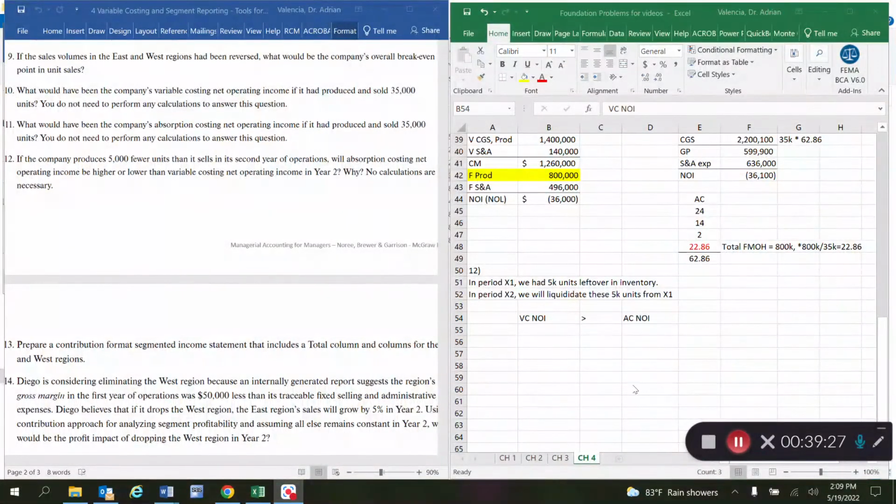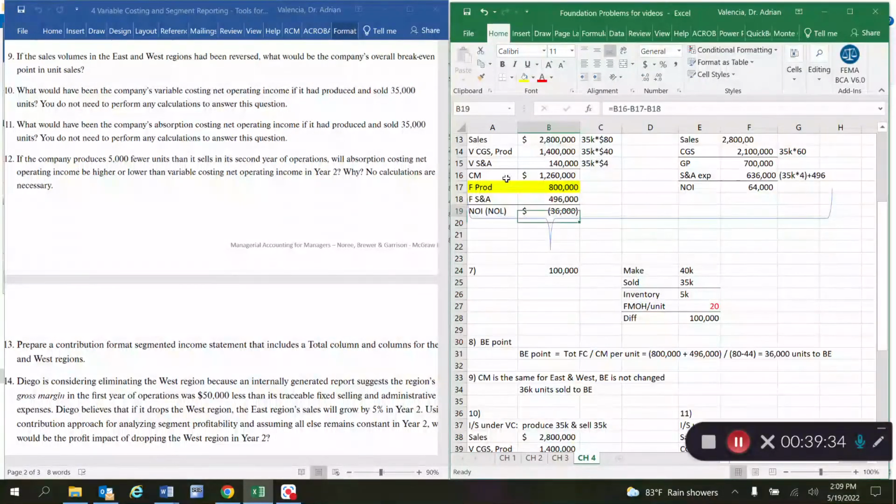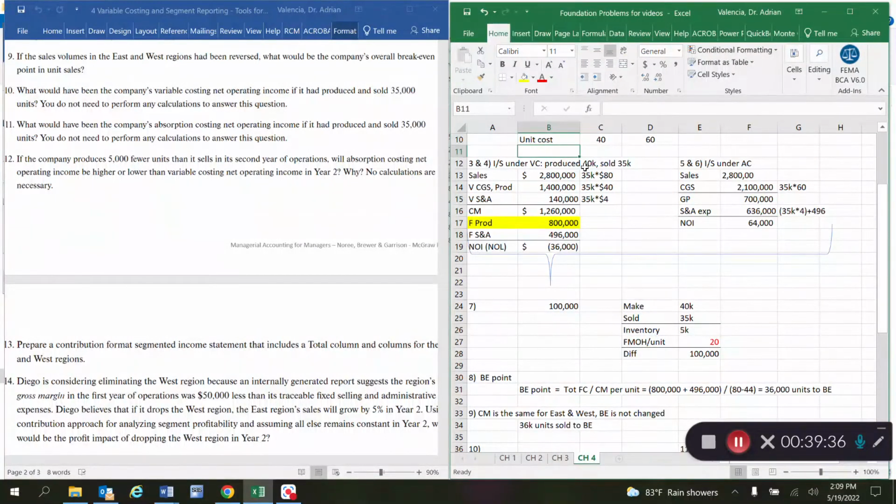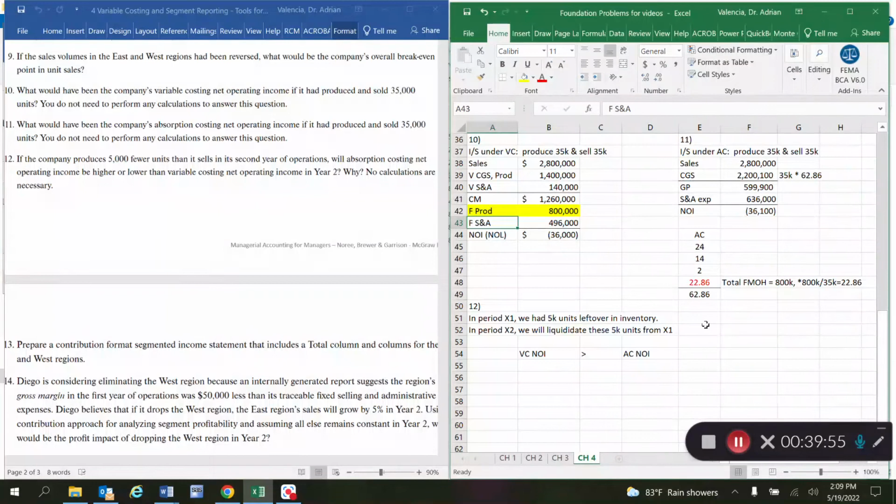And if you want to think about it a different way, recall that under this scenario, where we produce 40,000 and we sell 35,000, under variable costing, I expense the whole 800,000. Under absorption costing, I did not expense the whole 800,000 because some of it is kept in inventory. Well, it's that amount kept in inventory that now is going to come back in period X2 and give you more expense, meaning less income. And that's why this works this way.